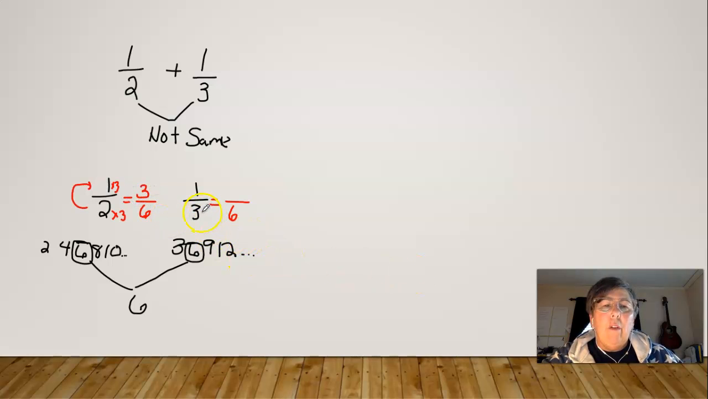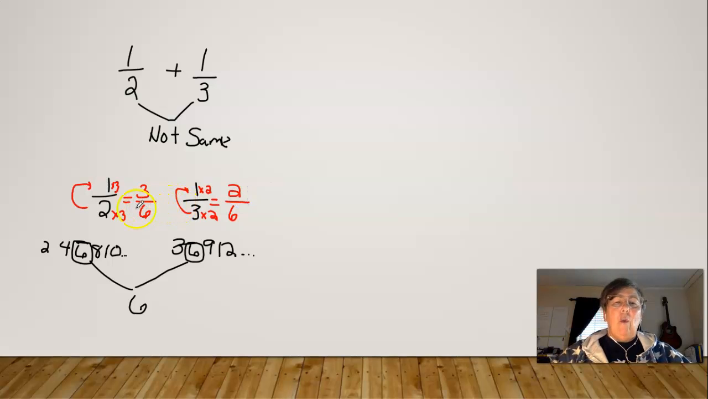And over here, we're going to do the same thing. 3 times what gives us 6? 3 times 2. Whatever we do to the bottom, we do to the top. So we're going to say 1 times 2, which is 2. So now we have 2 fractions that we could add together. We have 3/6 right here, and we have 2/6.